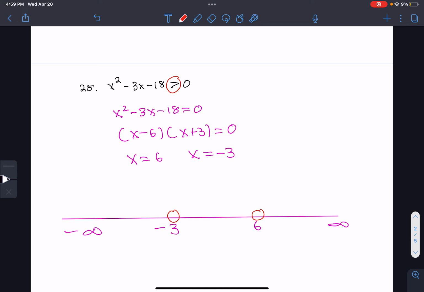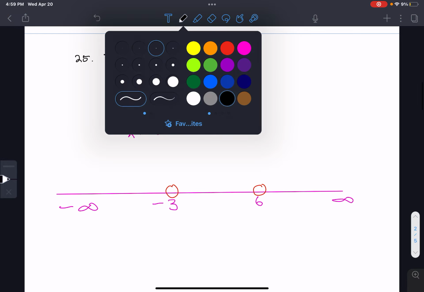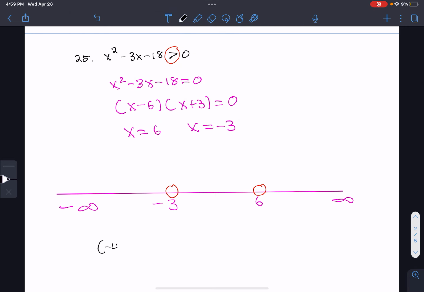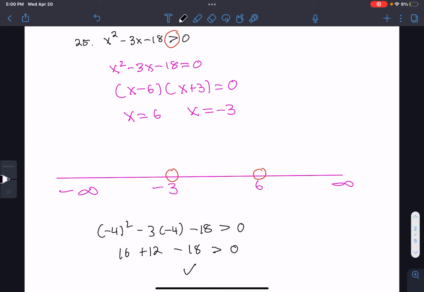So what you would do at this point is you would pick a number between negative infinity and negative 3, let's say negative 4. And once again, you're going to check to see if it's greater than 0. So here we have 16 plus 12 minus 18, which once again, this is true. It's definitely greater. I don't care about the actual number. All I care about in this case is that it's greater than 0. So this section is good.